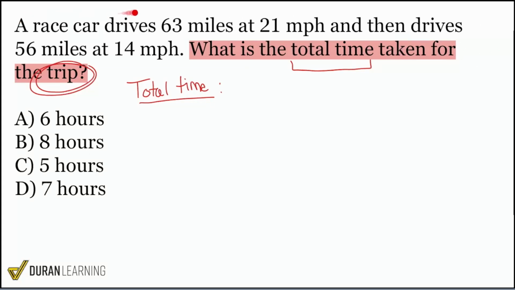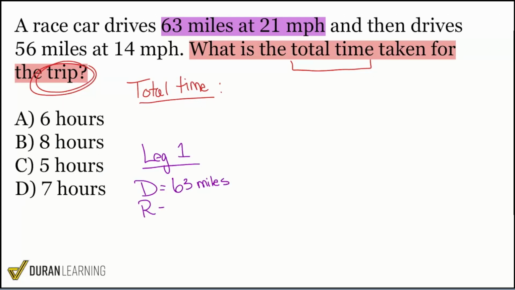A race car drives 63 miles at 21 miles an hour and then drives 56 miles at 14 miles per hour. Clearly, this car isn't actually racing at this time, but you can see that we have 2 parts to this trip. We have 63 miles traveled at 21 miles an hour. Let me highlight that here in purple. So we have leg 1. Leg 1 says our distance was 63 miles and the rate was 21 miles per hour.